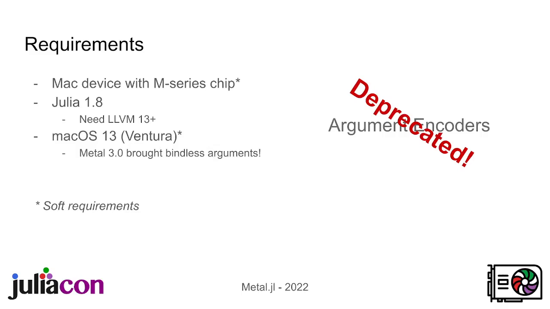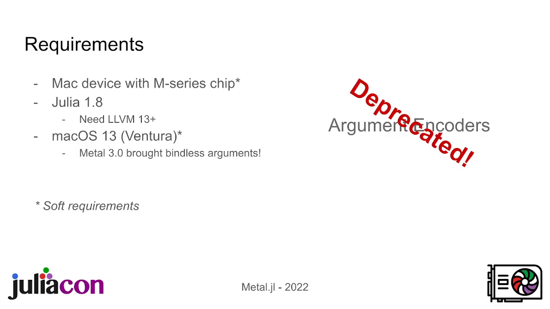One hard requirement is Julia 1.8, as Metal.jl is dependent on LLVM 13+. So work has already been done to get this working in Julia 1.9 with LLVM 14, so no need to worry about that. But if you're trying to use Julia 1.7 with Metal.jl, that's not going to work, at least currently.